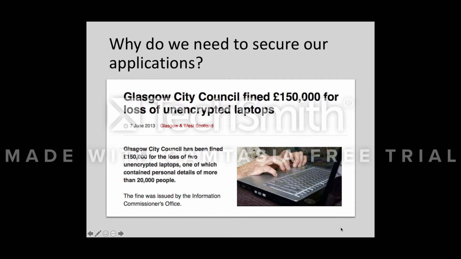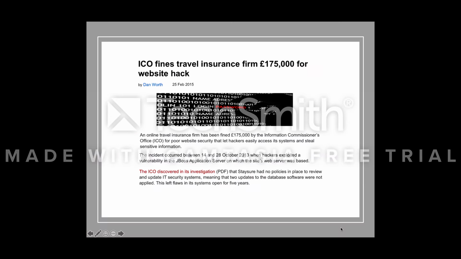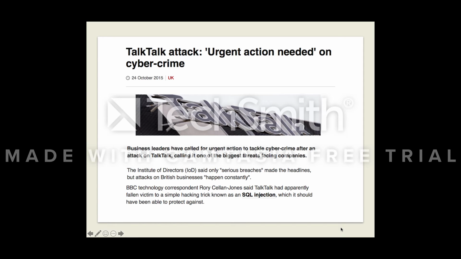Coming to our second important question, why do we need to secure our applications? Well, we can see that from these clippings. As we saw in these clippings, it's very important to secure our applications. There are multiple reasons to do so. First of all, we do not want the confidential and sensitive data of our organization to leak out in the public. Second of all, this can not only lead to financial losses, but it can cause reputational loss as well.